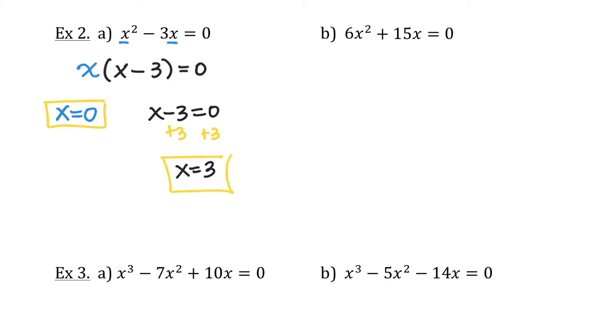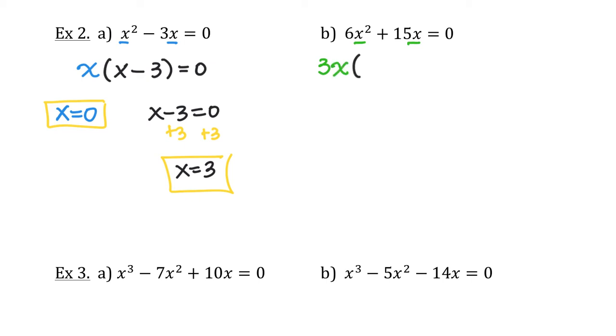Okay, next one, part B, let's check it. It will be similar. Is it in standard form? Highest degree to lowest equals 0. It's in standard form. Let's check for a common factor. Between 6 and 15, I can take out a 3. And then x squared and x, I can take out an x.